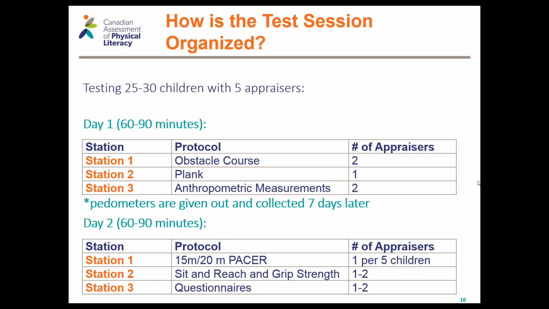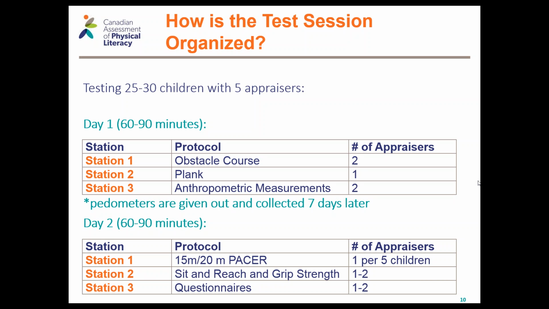And then day 2, you would have, again, 4 stations, so 3 with the protocols for CAPL, and then a 4th station for another physical literacy activity. The first station would be the pacer, so you would need 1 appraiser for 5 children. That way you can just keep track of which children are finished the running component, just easier to keep track that way.